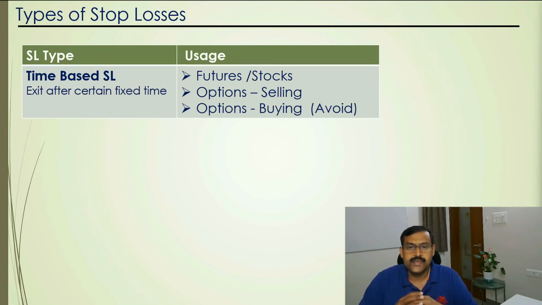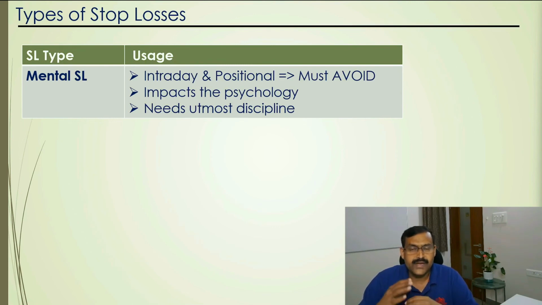The next type of stop loss is the time based stop loss. This is applicable especially for the positional and swing trades. When you have taken a position and if the price is not moving anywhere and if your capital is stuck, it is not yielding you anything, better to get out of the position and look for other opportunities. The time again depends on the type of the trade. It can be 1 week, 2 week, 1 month. Based on the type of the trade, you can decide to exit the position and look for the other opportunities. You can use this kind of a stop loss for futures, stocks and option selling and avoid for the option buying.